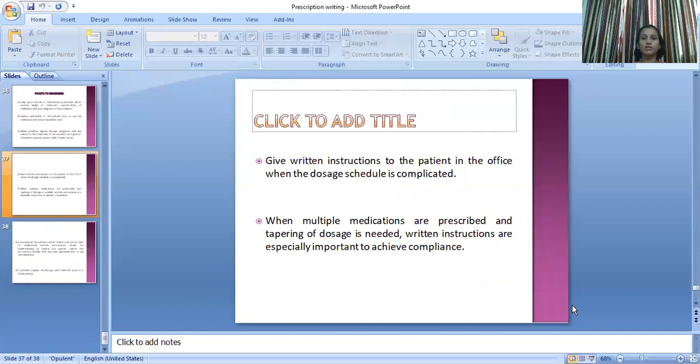Give written instructions to the patient in the office when the dose schedule is complicated, when multiple medications are prescribed, and when tapering up the dose is needed. Written instructions are especially important to achieve compliance.